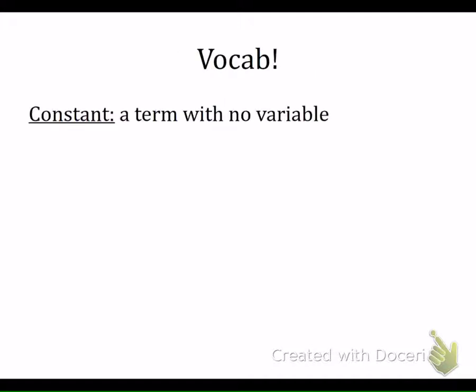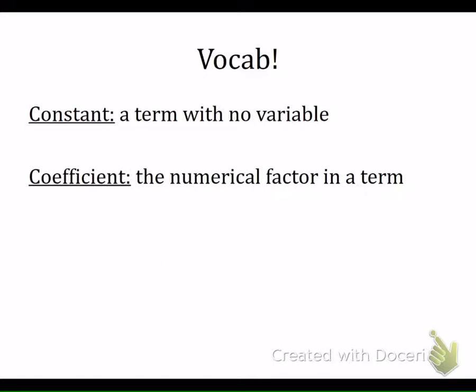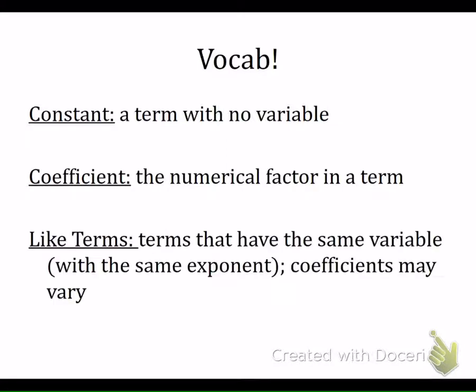More vocab. Constant is a term without a variable, so just a number. Coefficient. I feel like there's a lot of English lessons hidden in this lesson. Like cooperates when you work with someone. Coefficient is a number that works with a variable. So it's the number in front of the variable that's using multiplication. And then like terms are terms that have the same variable with the same exponents. It doesn't matter if the coefficients are the same or not. We're looking for same variable, same exponents to be like terms.